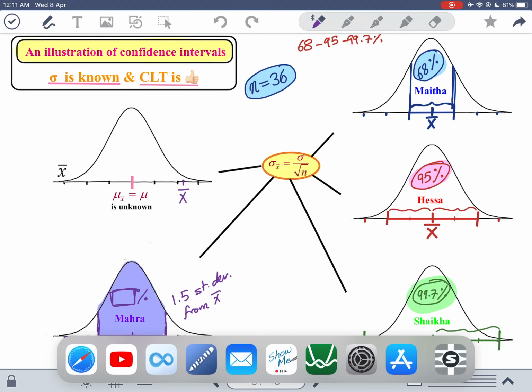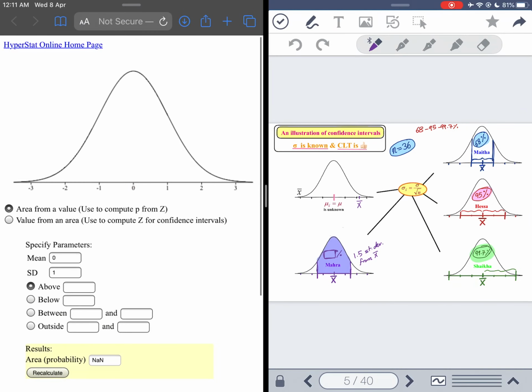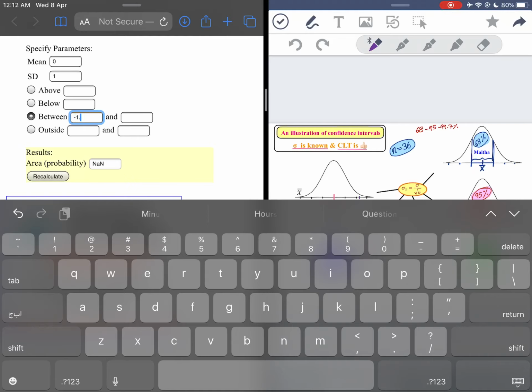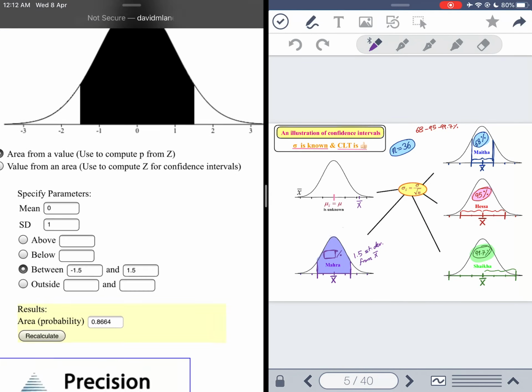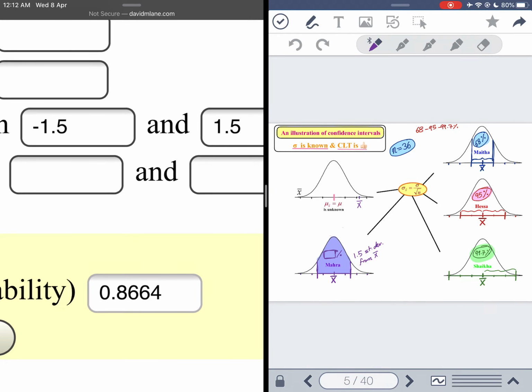So let's use the online calculator. To use the online calculator, you can choose area from a value, because you want an area now. The area is the probability. So we can do it with the mean and standard deviation of the standard normal distribution. And we want between minus 1.5 standard deviations and 1.5 standard deviations, and calculate. So it's telling us that Mahra can be 86.64% confident. So let's put it here.